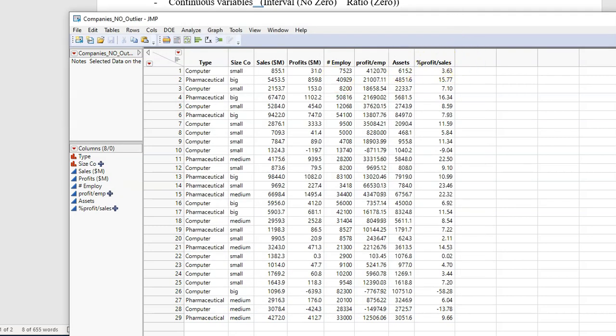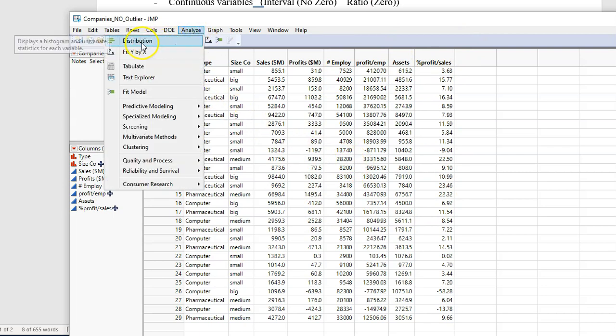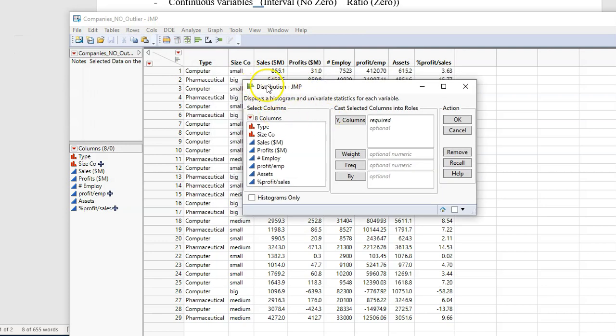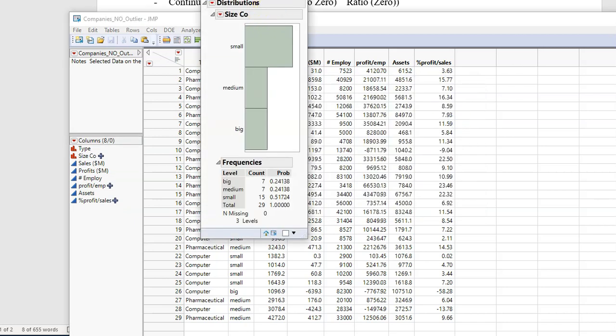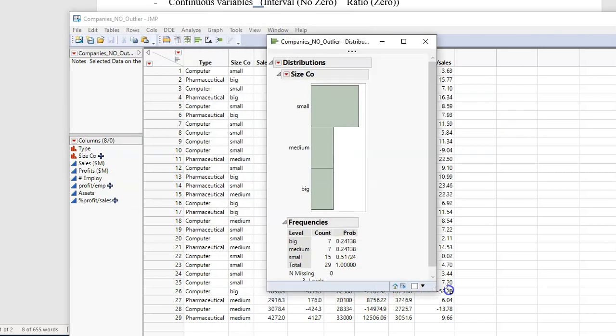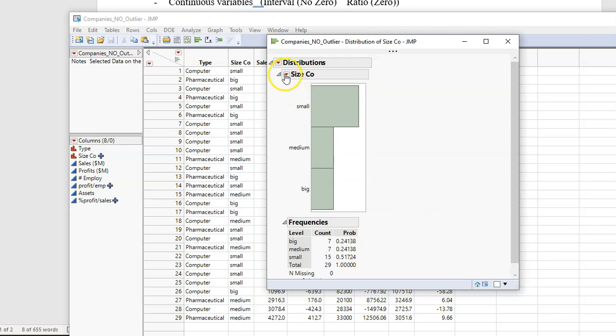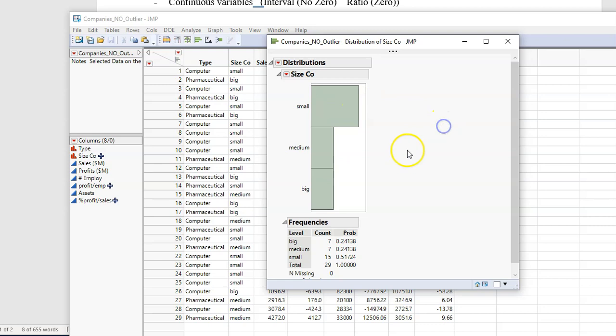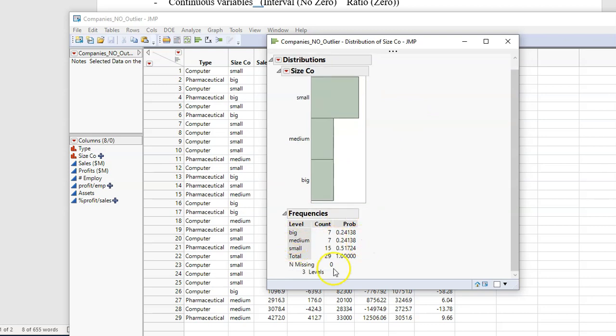Okay. What else can we do? Frequency table, right? Go to analyze, distribution. So this distribution is for descriptive statistics. Alright, so size goes to Y. Anything you want to do for descriptive statistics goes to Y. Click OK. So a histogram doesn't have a meaning for this, so you can remove it or you can ignore it. But here's your frequency table.